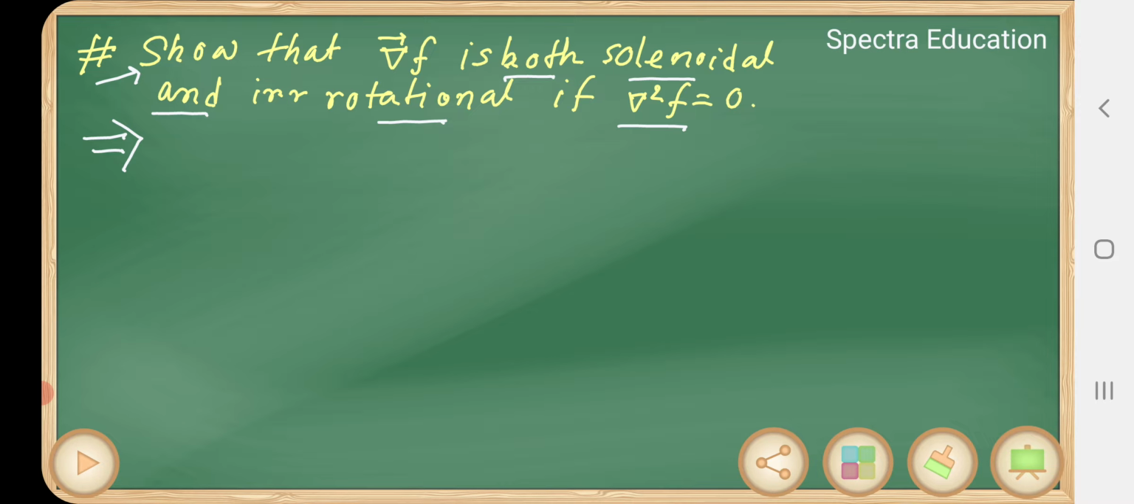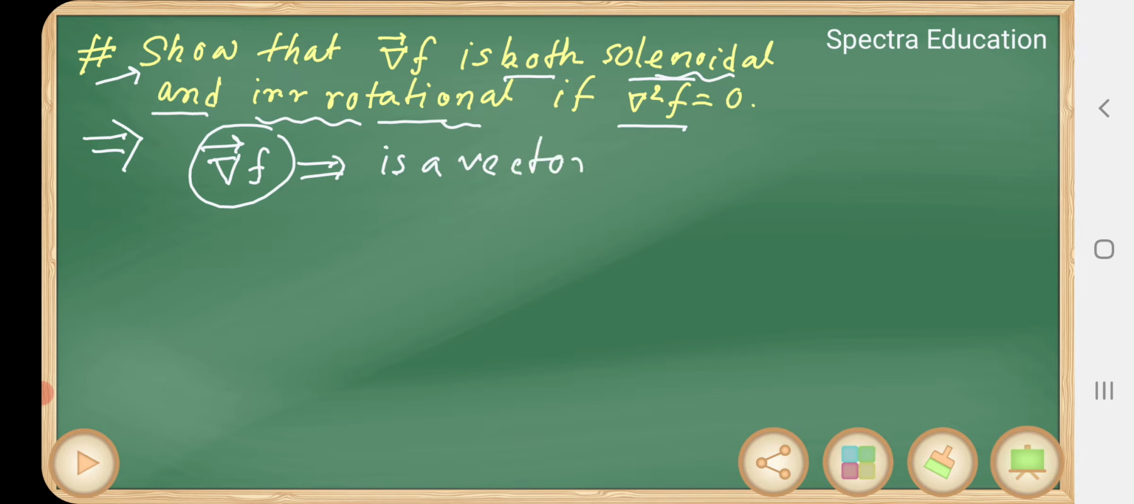First of all, we need to know what we mean by the irrotational of a vector field and the solenoidal of a vector field. It is given that there is gradient of F. What is it? It is a vector field. F is a scalar field, and when nabla is directly associated with any scalar field, it becomes a vector, right? So we can think that it is a vector field.